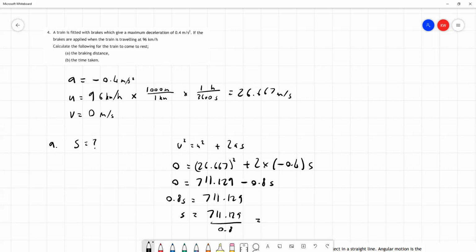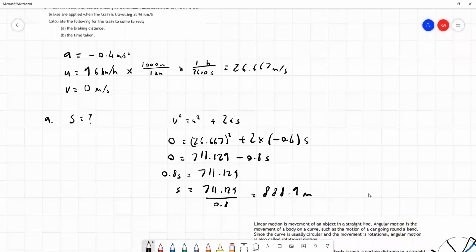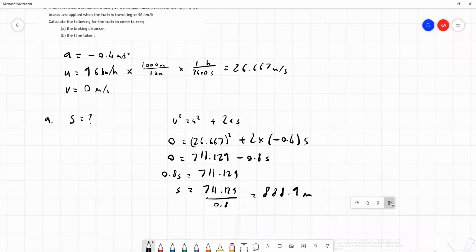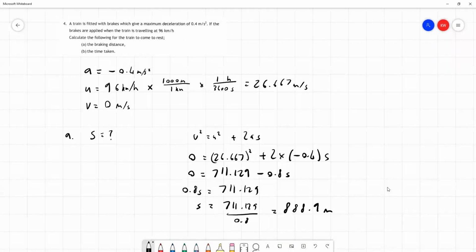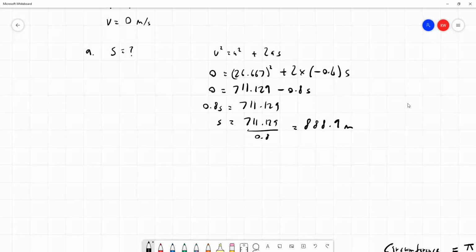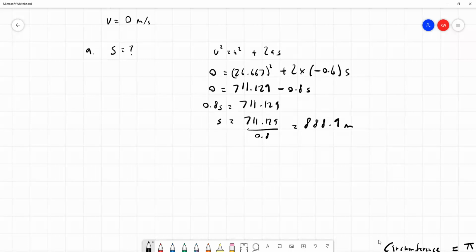And that's equal to 888.9 meters. All of our values are given to no more than 1 decimal place, so that's fine. And that's again the answer that we have in the course notes. So we can now move on to part B of the question.